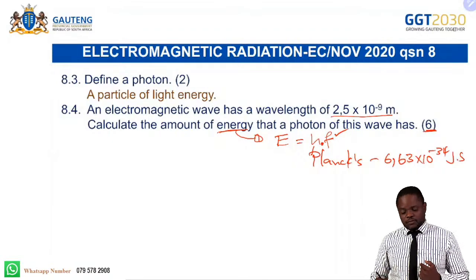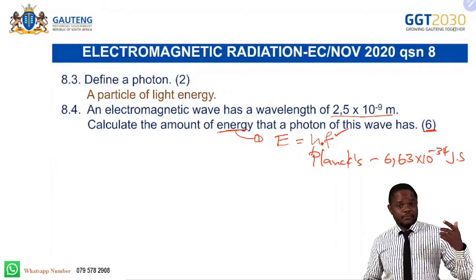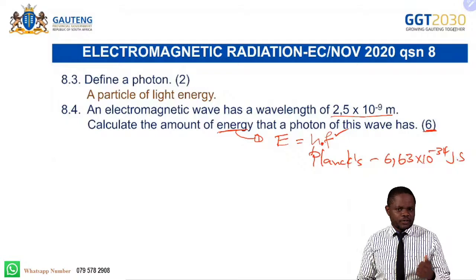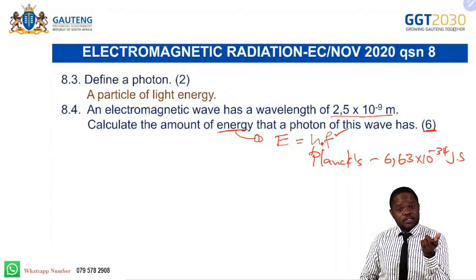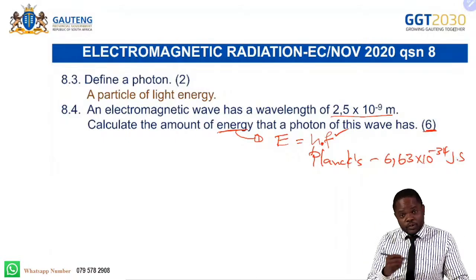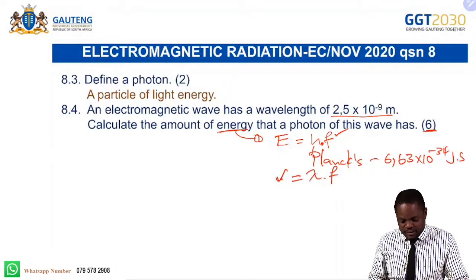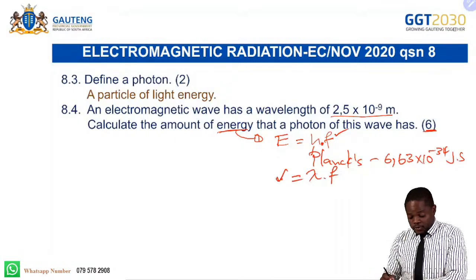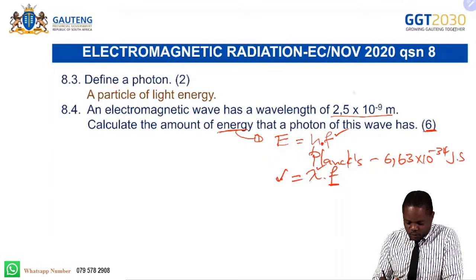So you ask yourself, how can I then get the frequency if I'm given the wavelength? Which formula, which equation am I supposed to use? Okay, then you say, I'm supposed to use the wave equation, isn't it? Speed is equal to wavelength times frequency. Now you can make frequency the subject because you are given the wavelength there.